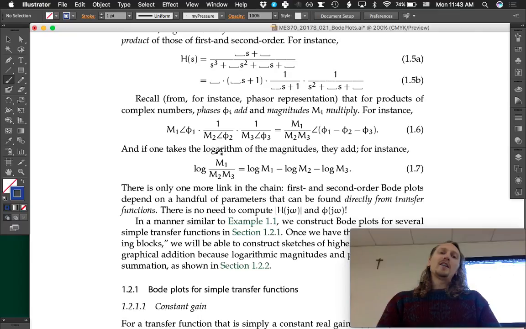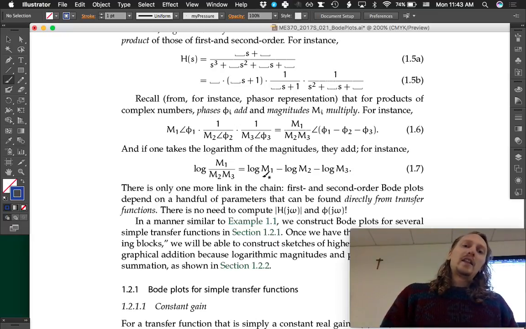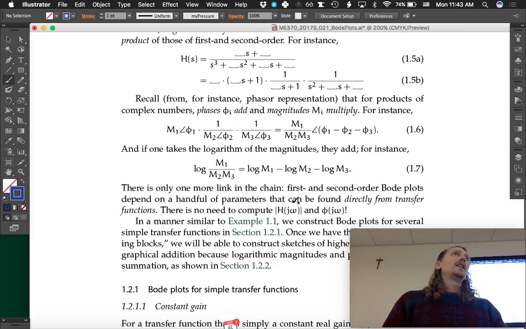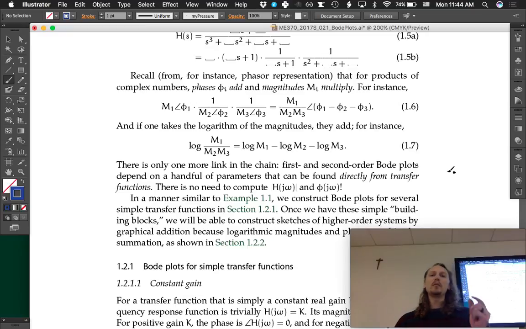So if you take the logarithm of the magnitudes, they add, right? That's one of the log properties. If you take the log, any log, with any base, they sum. Each log, if you expand it out, sums with the other log. So if we were to plot the magnitudes logarithmically individually, then they would also sum, which is nice. That's the whole reason, or at least the main motivation, for doing it logarithmically. So you can add them. There's only one more link in the chain.